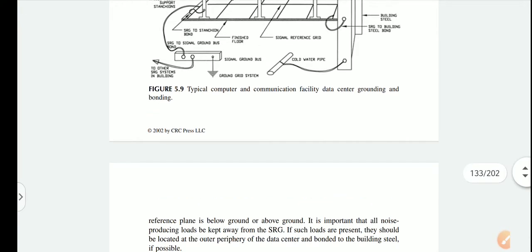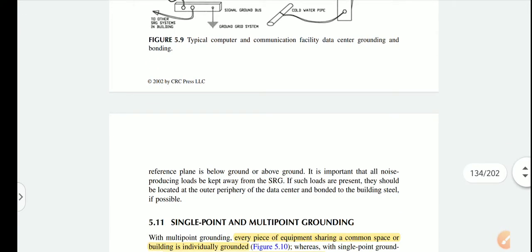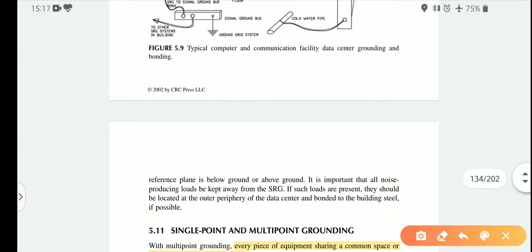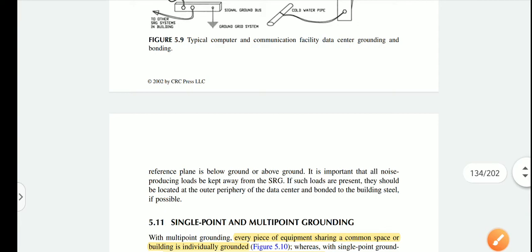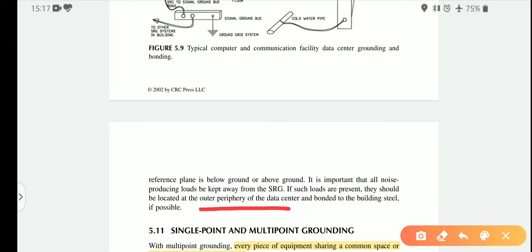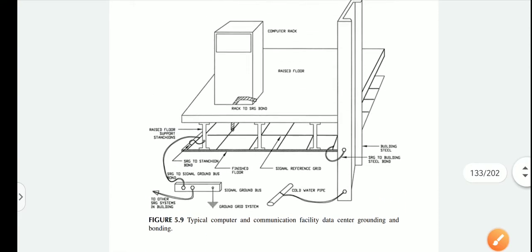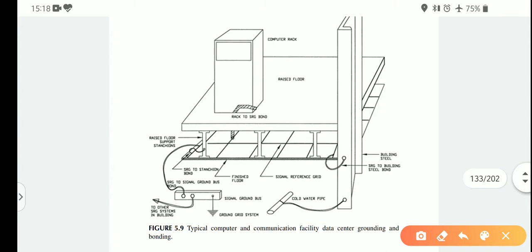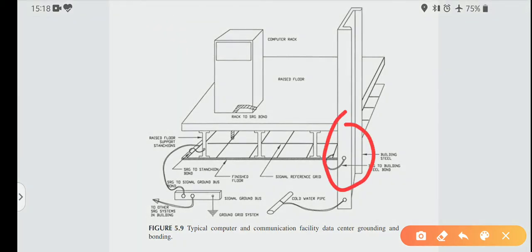Also, we should take care of this: it is important that all noise-producing loads are kept away from the SRG. If such loads are present, they should be located at the outer periphery of the data center and bonded to the building steel. This can easily create a low impedance path, because the steel also has a separate copper wire through which it is connected to the ground.